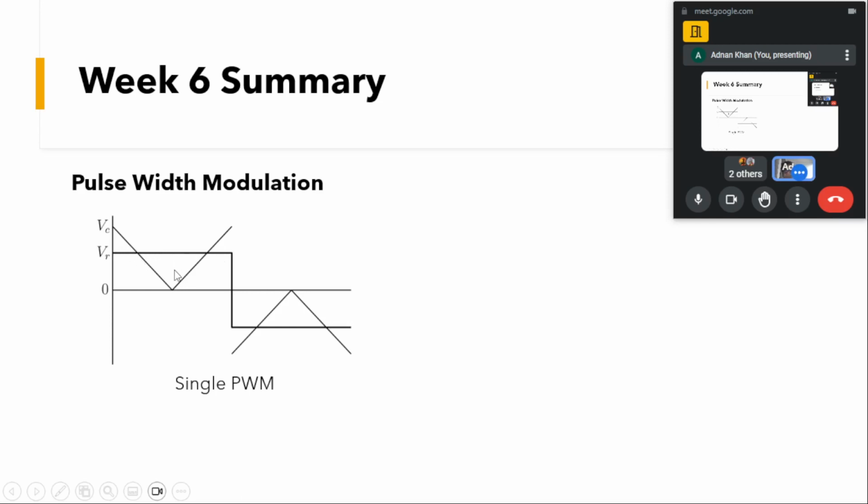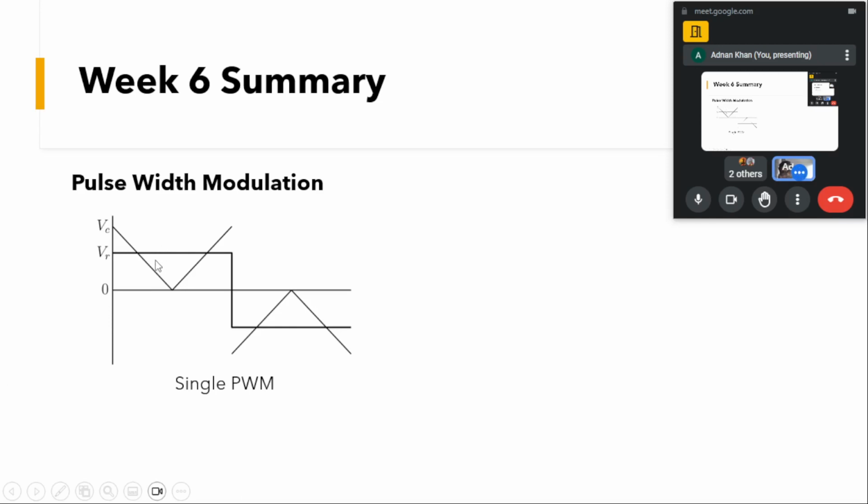If we move this reference towards the peak of the carrier, we can have 180 degree conduction mode, because the reference will be greater than this carrier for the whole time. Similarly for the negative, if we move it towards the negative peak, we can have S4 and S3 turned on for the whole 180 degree conduction period.